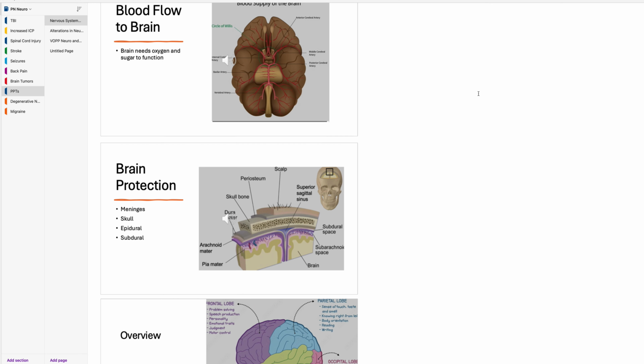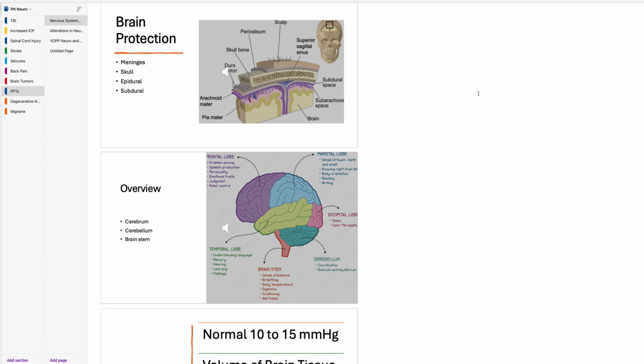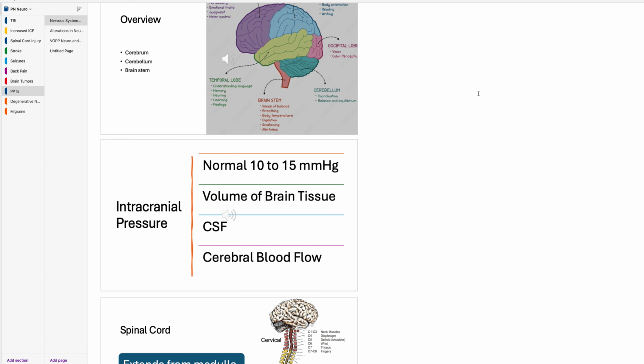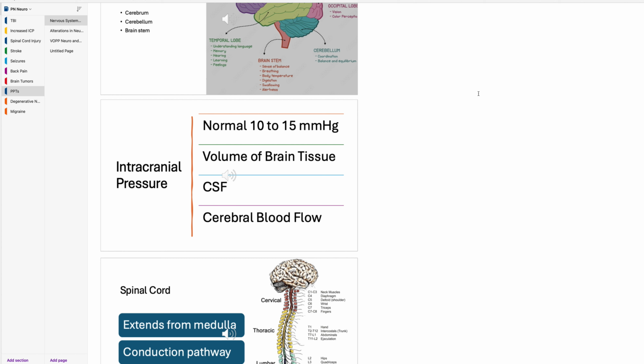Our brain is well protected with our skull. Okay, I'm going to talk about intracranial pressure. The normal intracranial pressure is 10 to 15 millimeters of mercury. What comprises intracranial pressure is the volume of brain tissue, plus the cerebral spinal fluid, plus the cerebral blood flow.